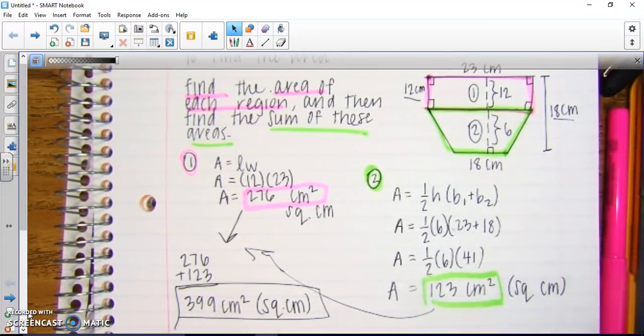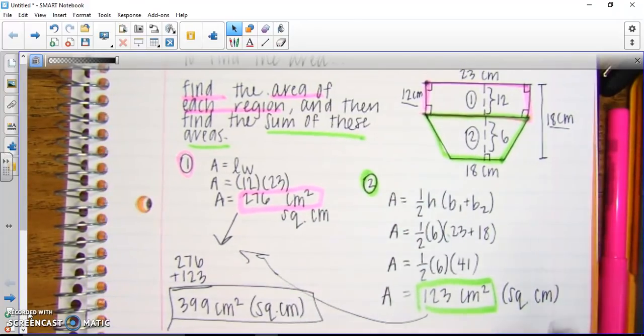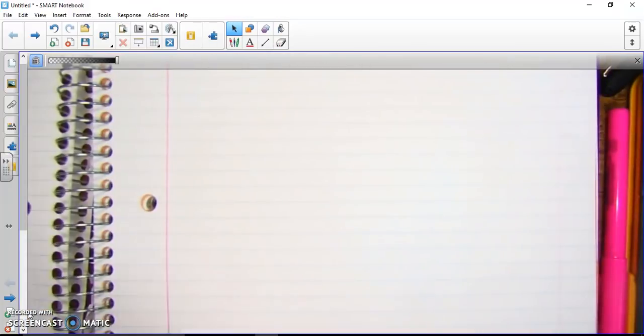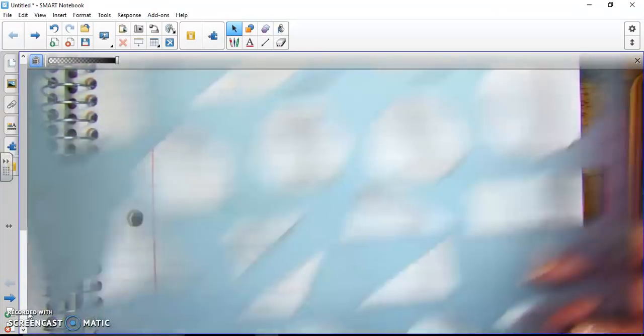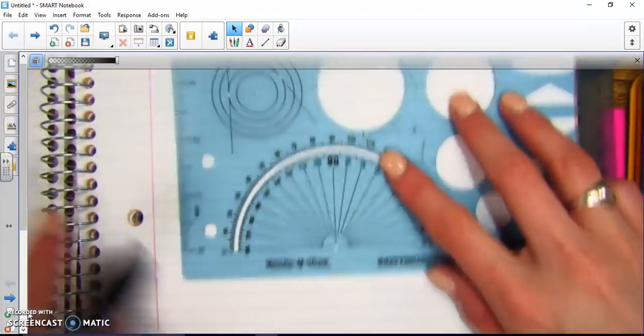All right, so that's one type of composite shape where you have two figures put together. I want to show you one more type of composite figure. All right, and this time it has to deal with a shaded region. So let me show you what this looks like. Okay, so we're going to start first. Let's say we have a circle.